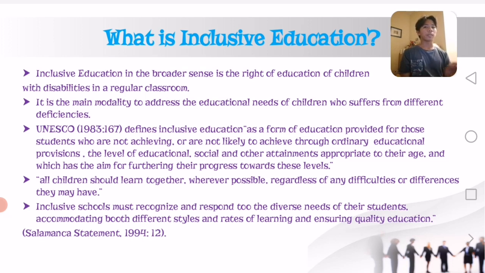So according to UNESCO 1983, it defines inclusive education as a form of education provided for those students who are not achieving, or not likely to achieve, through ordinary educational provisions the levels of educational, social, and other attainments appropriate to their age, and which has the aim of furthering their progress towards this level. UNESCO is the United Nations Educational, Scientific, and Cultural Organization. So that is UNESCO, class.